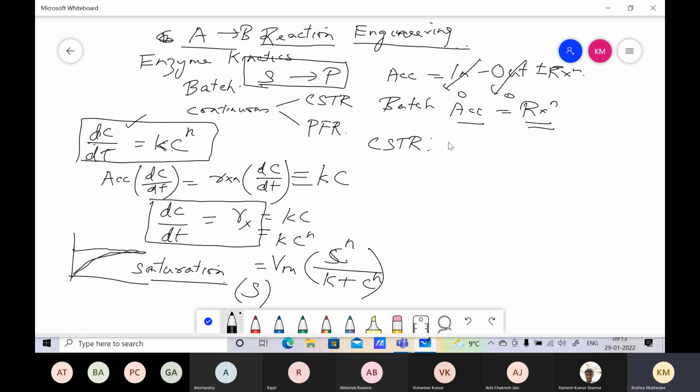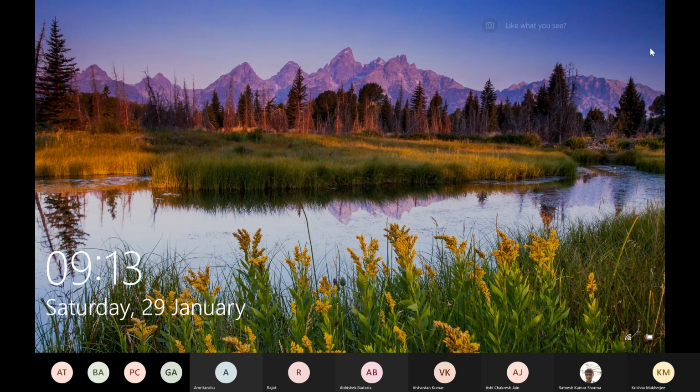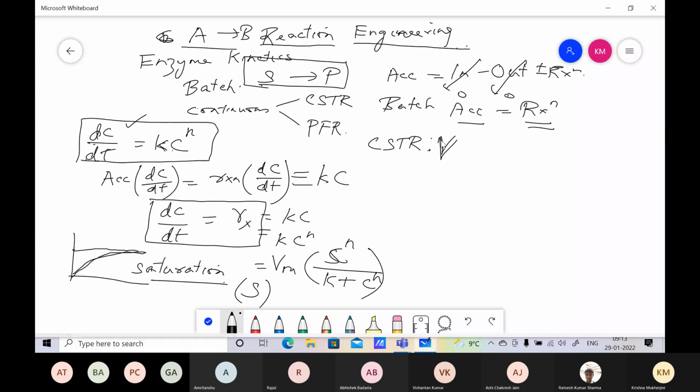And of course, in the CSTR, the accumulation is... I will switch it off and switch it on. I hope it doesn't create problems. Let me see. Can you hear me still?